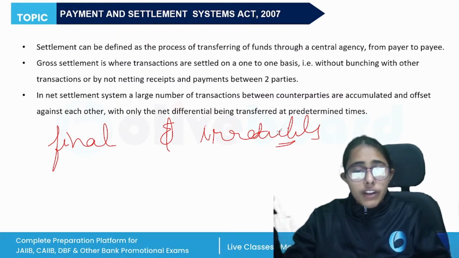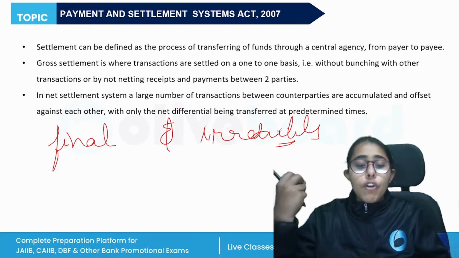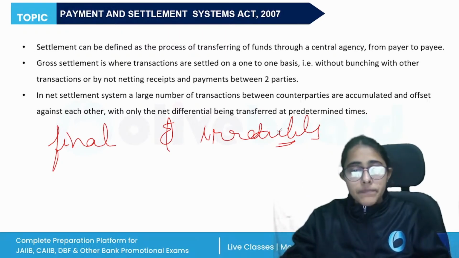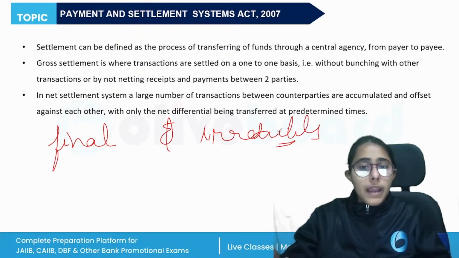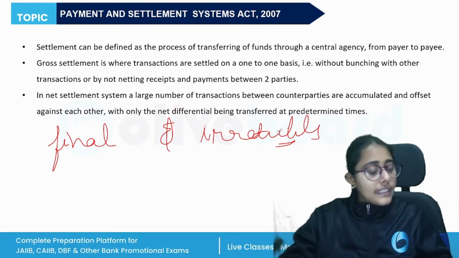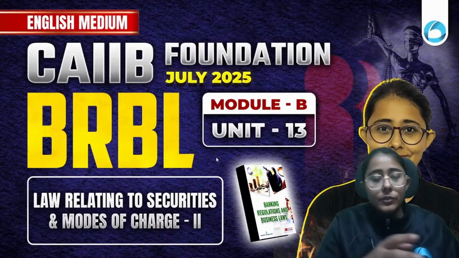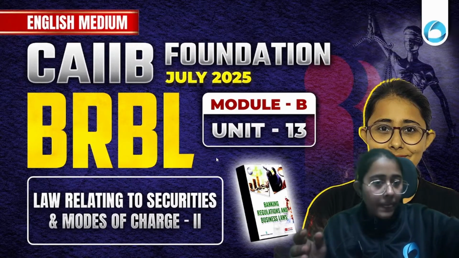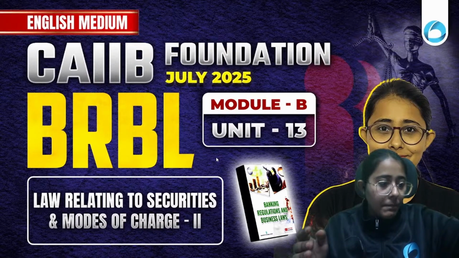So, the powers and functions refer to the board, the form and manner in which an application for the authorization will be submitted, then the authorization will be issued, under which format, any regulation which is made, everything. So, RBI is the designated authority. So today we are going to start with unit 13 of module B, which is the laws relating to securities and mode of charge, part 2.